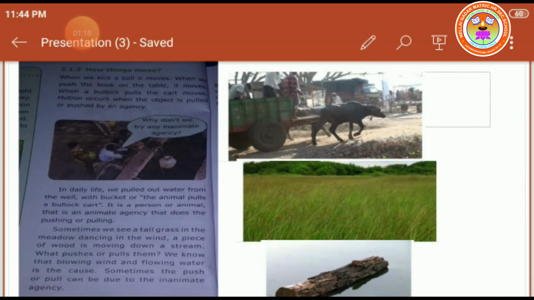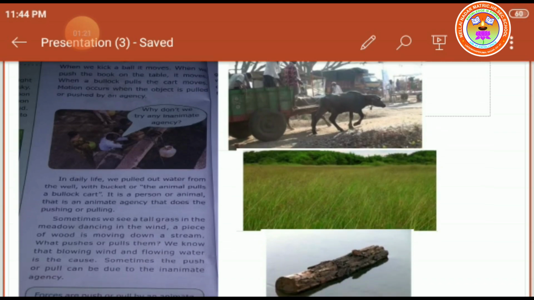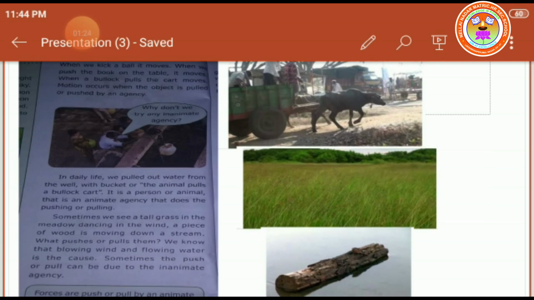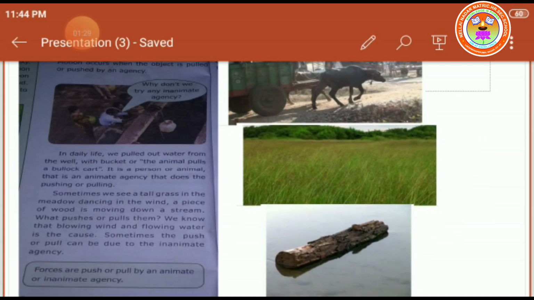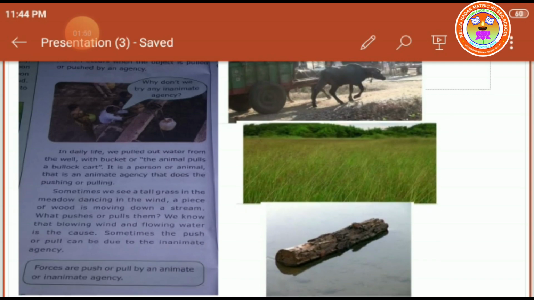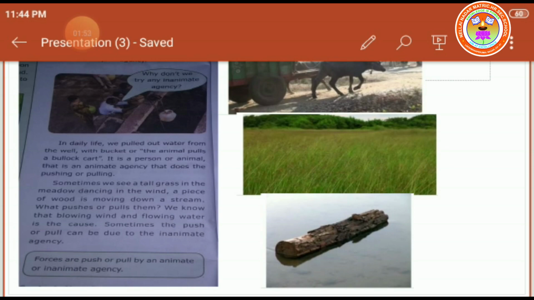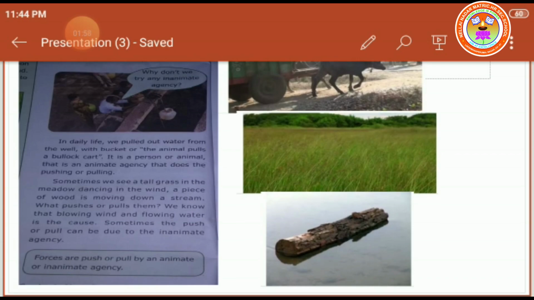Sometimes we see tall grass in the meadow dancing in the wind. A piece of wood is moving down a stream. What pushes or pulls them? Can you guess the answer, children? Yes, we know that blowing wind and flowing water are the cause. Sometimes the push or pull can be due to an inanimate agency. Forces are push or pull by an animate or inanimate agency.